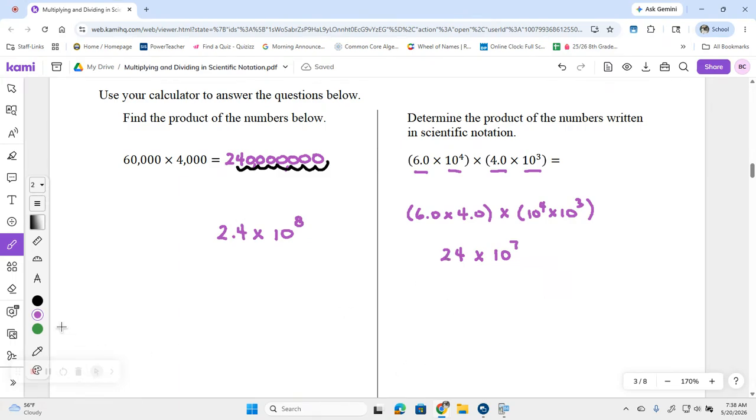24 is not between 1 and 10, so this is not in scientific notation yet. So what we talked about previously is that we can shift the decimal point over, but we have to adjust our exponent. When we move the decimal point to the left, the exponent increases. So we move it over 1 to the left, we increase the exponent by 1. Now we have the same answer as we got when we multiplied in standard form.